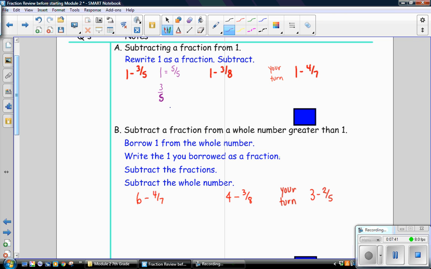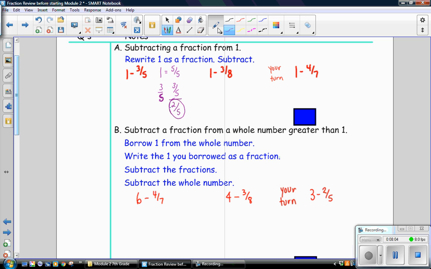Now 5/5 take away 3/5. Remember to subtract the numerators. So 5 minus 3 is 2, and the denominator stays the same. That tells you what size piece of fraction you're working with. Then you can always check to make sure that's right by adding the bottom 2 rows, and you should get the top row if it's correct.